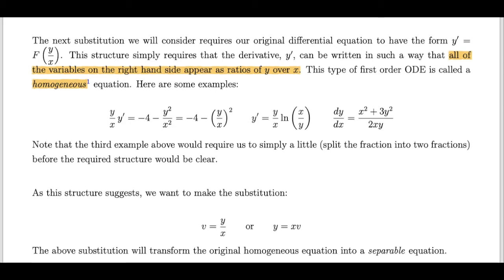This type of differential equation is called homogeneous, and I've provided a couple of examples. In this first differential equation, there's actually a typo. I've included these terms twice accidentally. But notice that in this differential equation, everywhere a y or an x appears, not the y prime, but the variables y or x, they appear in this ratio, y over x. The same is true in the second differential equation. In this third differential equation, that doesn't initially appear to be true, but you can check that if you were to split this into two separate fractions and do some simplification, you would have ratios of y over x.